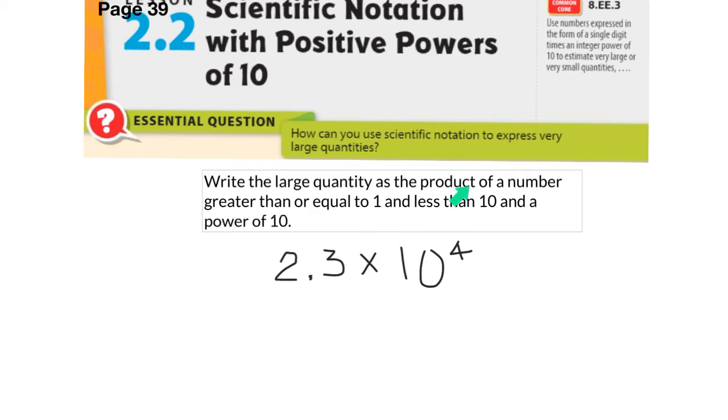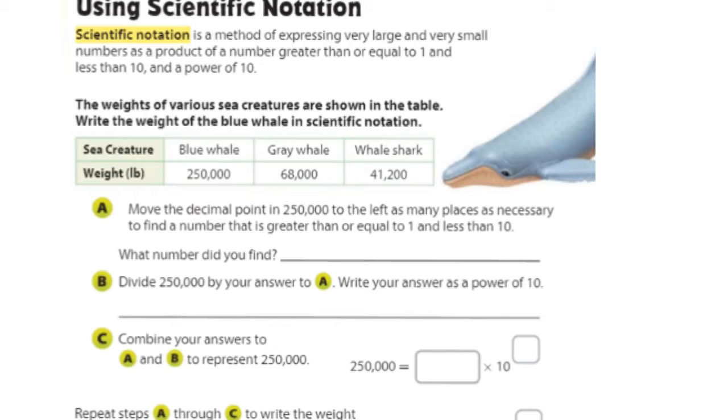It says the product of a number greater than or equal to 1 and less than 10. So 2 3/10 is greater than 1, and it's also less than 10. And a power of 10. Here's your power of 10. That's how you write large quantities. Okay, so we're going to be using scientific notation.